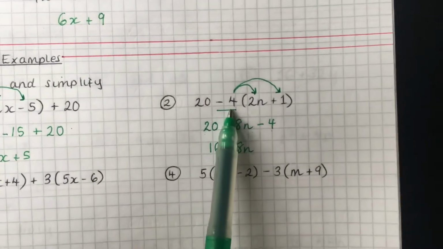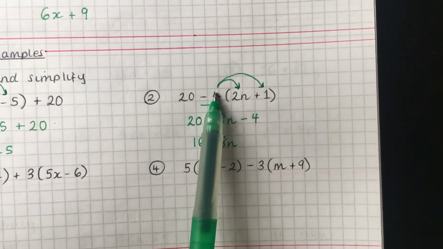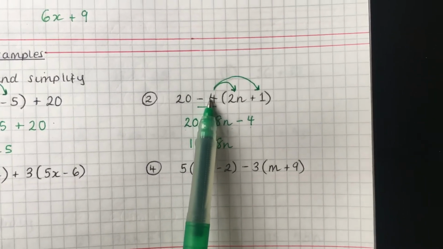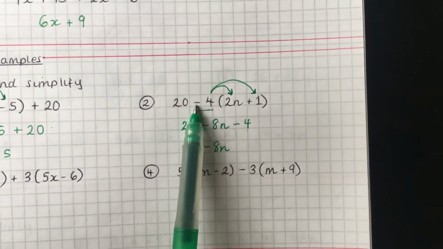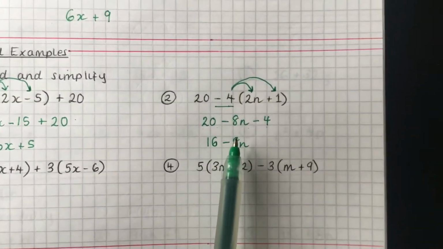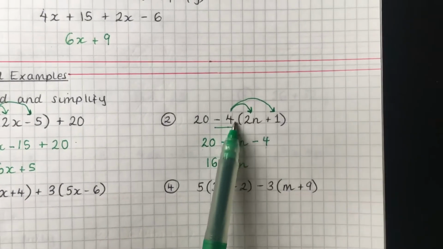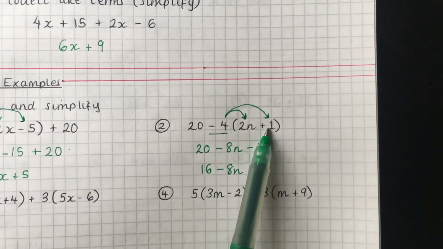So 2 things to remember here. Firstly, always deal with the brackets first. And don't forget, it's only dealing with the number directly before the bracket. And don't forget to take into account that it's a minus 4. What you can't do, and this is the common mistake, is people do 20 minus 4 first and then do the bracket, but you're not allowed to do that, okay?